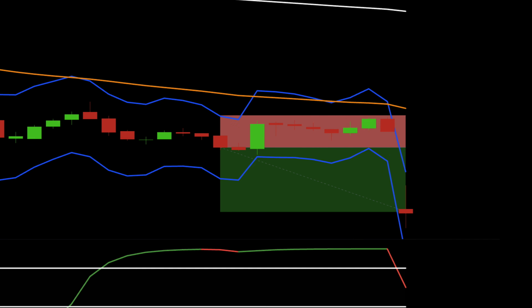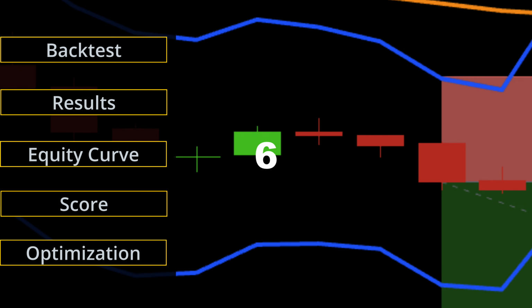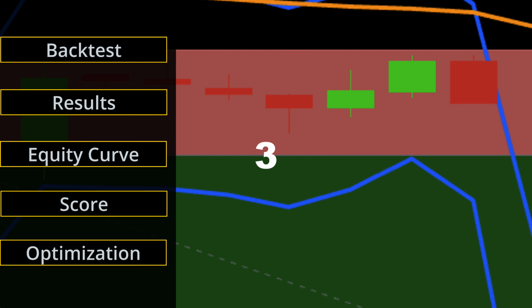I'm going to give you some great ideas on how we can improve this system along with a Trader's Landing score. And now it's time to do what I do.